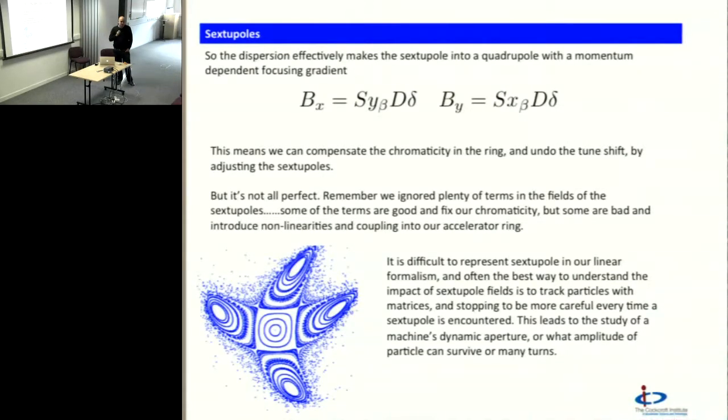It'll take ages to explain the precise thing, but you see the point, the fundamental principle, that you adjust the sextupoles to achieve a momentum-dependent quadrupole term to cancel out the fields. Sounds good, but it's not really, because we ignored plenty of terms in the field of the sextupoles. Then there was a whole bunch of them. Some were good and fixed the chromaticity. Some are bad and introduce nonlinearities and coupling into our accelerator, which are generally bad things.